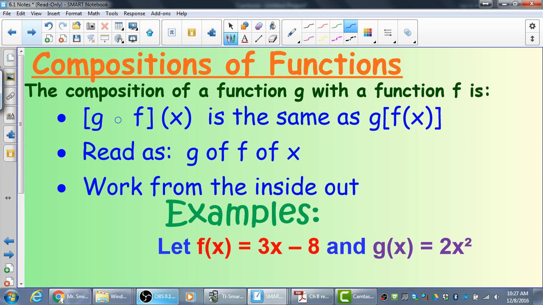Composition of functions. The composition of a function g. If I run into you, I apologize in advance, all right?